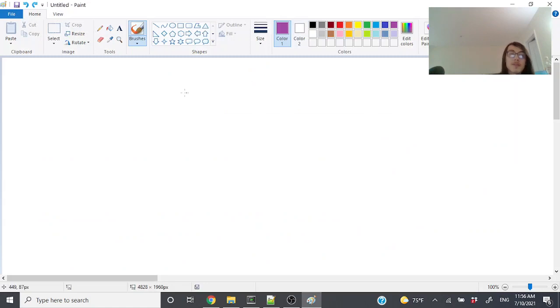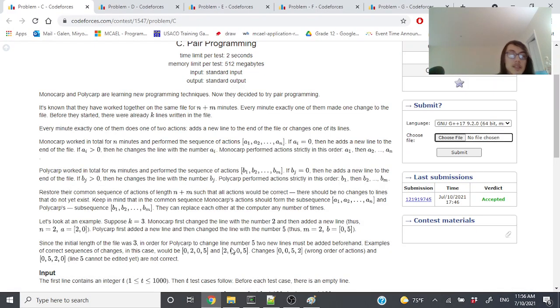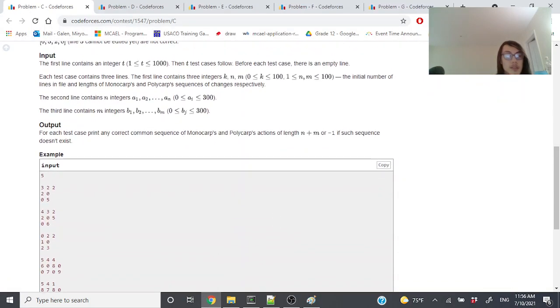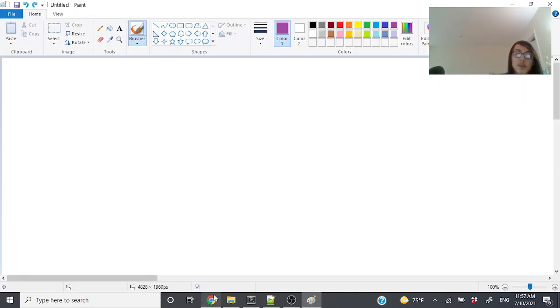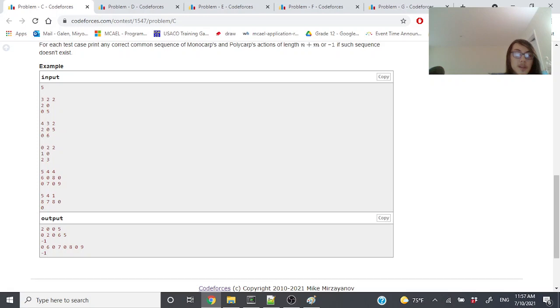Essentially, we have a list of lines in a file. So let's go through the second sample. We have a file with some lines in them. Initially, there are a certain number of lines. For example, in this case, there are 4.